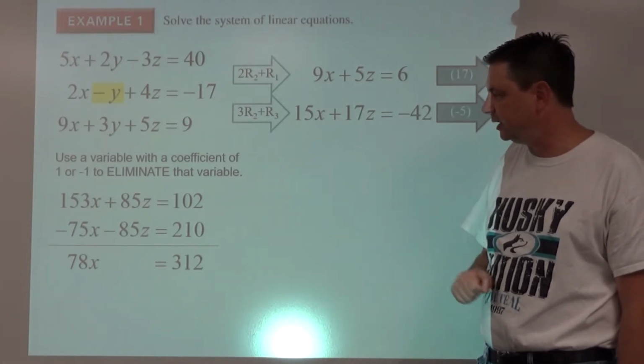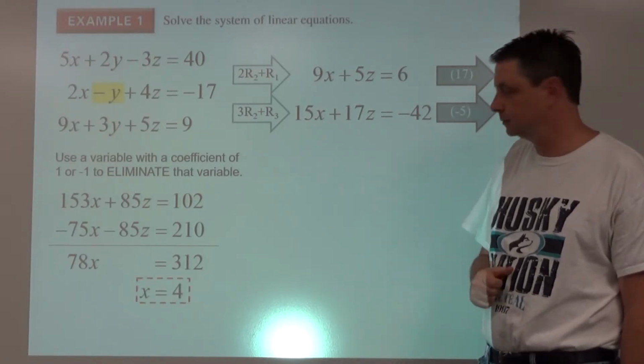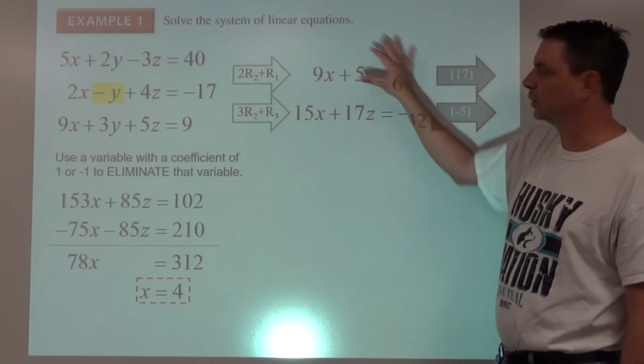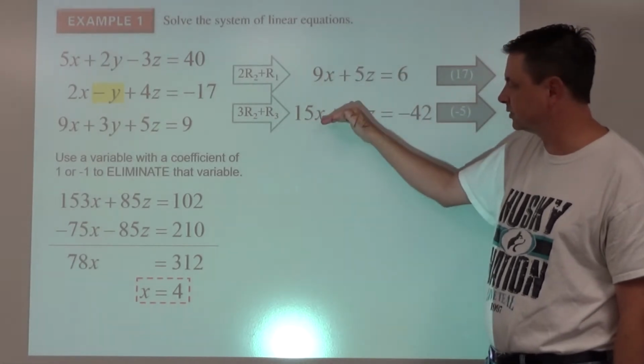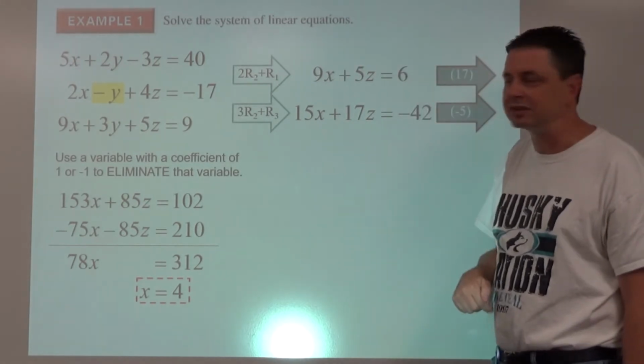Divide the 78 into the 312. It goes in nicely, so x equals 4. Go back to when we had 2 equations and 2 variables. Substitute that into either. I think my preference might be the top one.